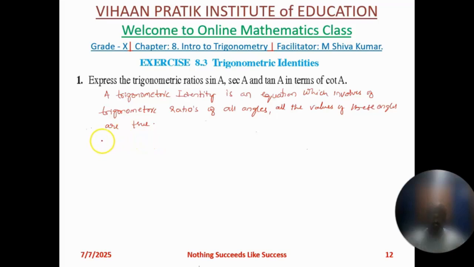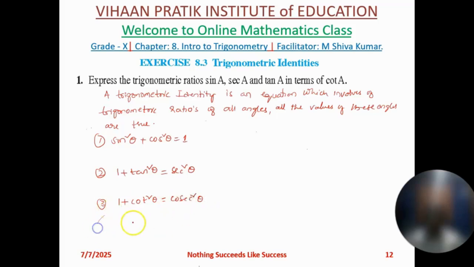Now there are three basic trigonometric identities. The first one is sin square theta plus cos square theta equals 1. First we'll write all the three basic identities. Second one is 1 plus tan square theta equals secant square theta, and the third one is 1 plus cot square theta equals cosecant square theta. Okay, right.